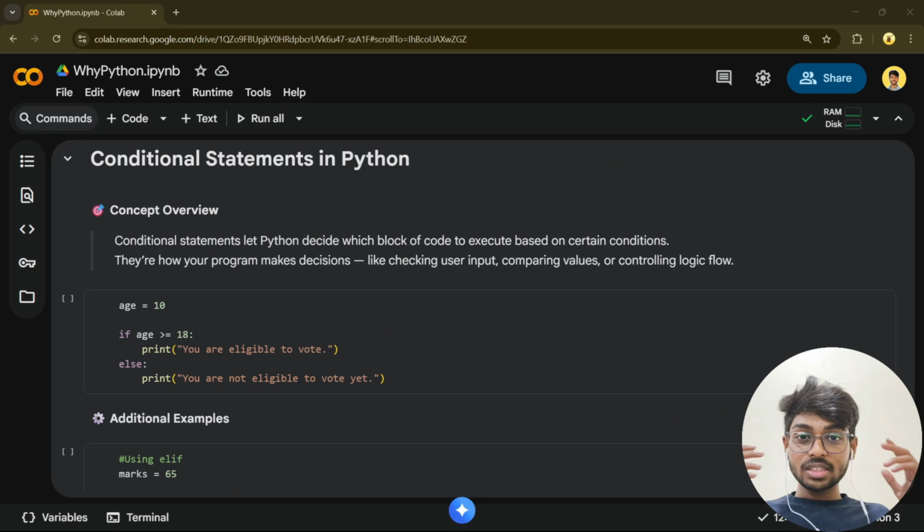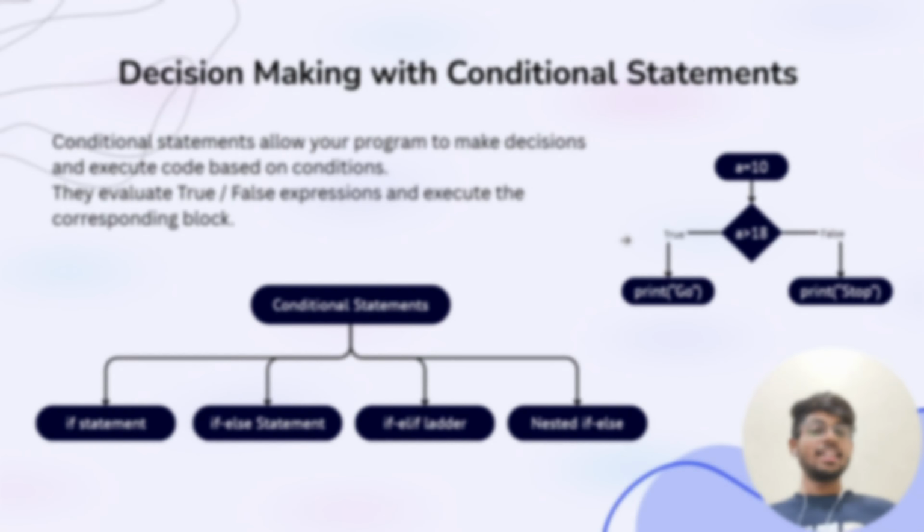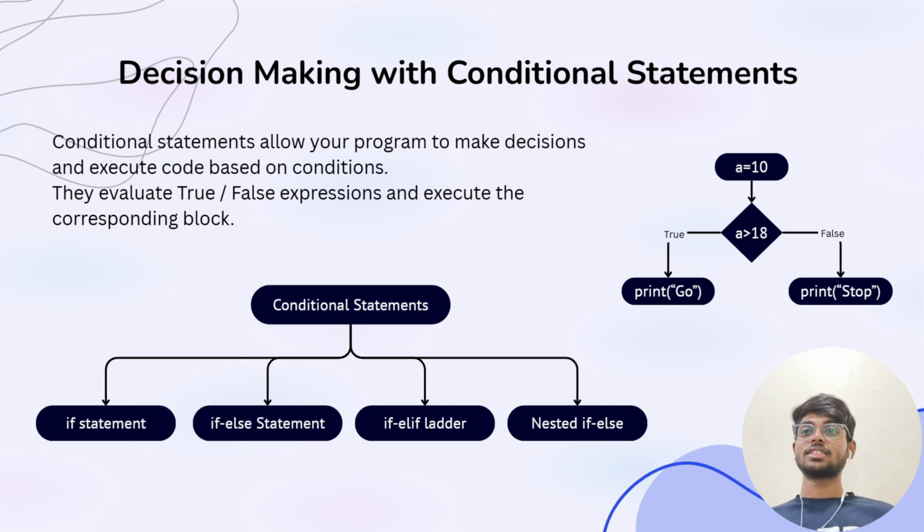Now, how do we teach these to Python? Here comes the concept of conditional statements, which allows decisions based on conditions. Decision making with conditional statements. Conditional statements allow your program to make decisions and execute code based on conditions. They evaluate true or false expressions and execute the corresponding block.